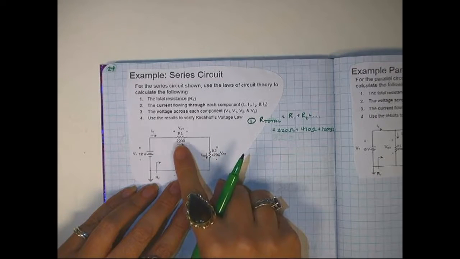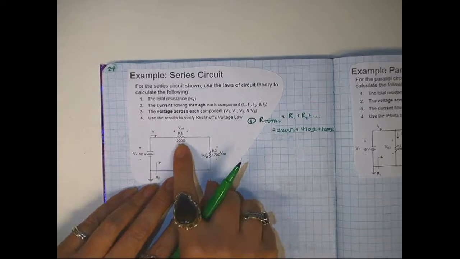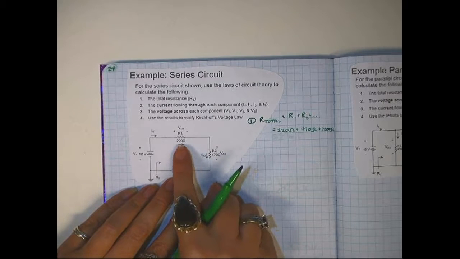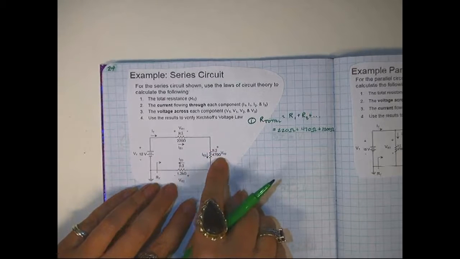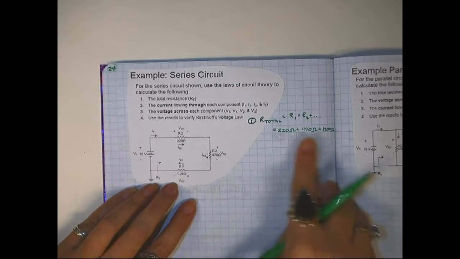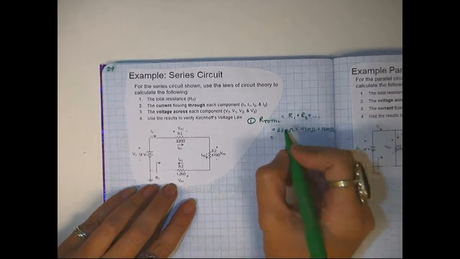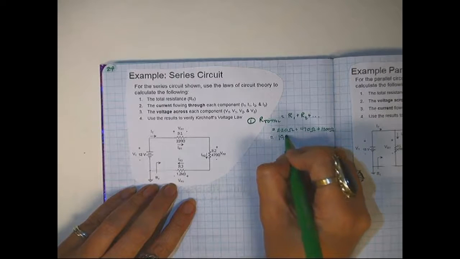And our resistance is this right here, 220 ohms. Ohms is what we measure resistance in. 220 ohms, 470 ohms, and 1200 ohms. So you just take these, add them up straight on your calculator, and you get 1900 ohms.